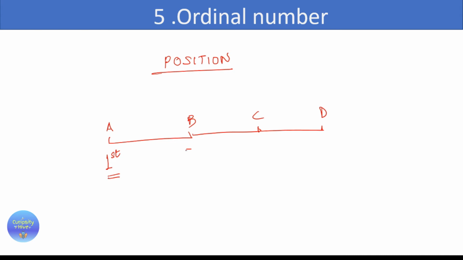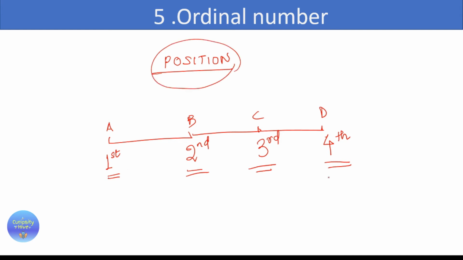B comes second. So this is the second position. C is in 1, 2, 3, third spot. So it is the third position. And D is 1, 2, 3, fourth in the queue. So this is the fourth position. So ordinal numbers tell us the position of an item in a list or in a queue or in an arrangement. Now we come to our final concept of expanded form.